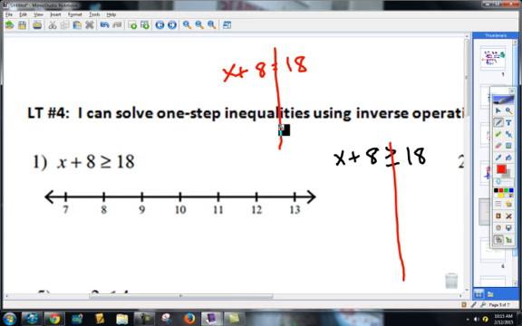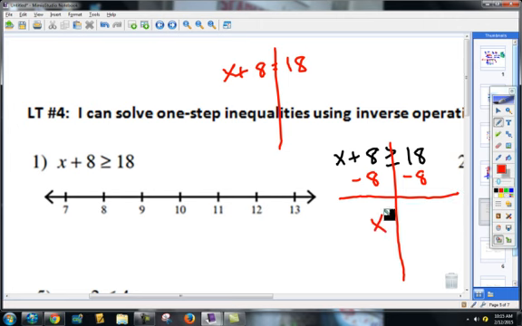Okay. Now we ask what? Crystal, do you remember? What is happening to the variable? So now I ask you that. What is happening to the variable? 8 is being added to it. So how do I undo adding 8? I'm going to subtract 8. Do I need to do it from both sides? Absolutely. What am I left with on the left side of the line?